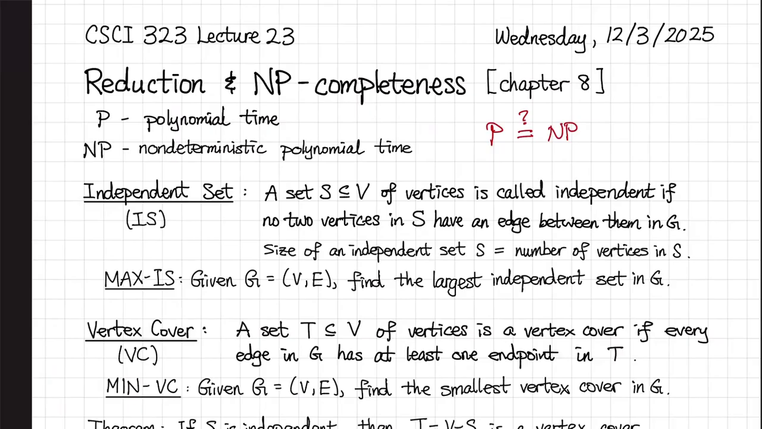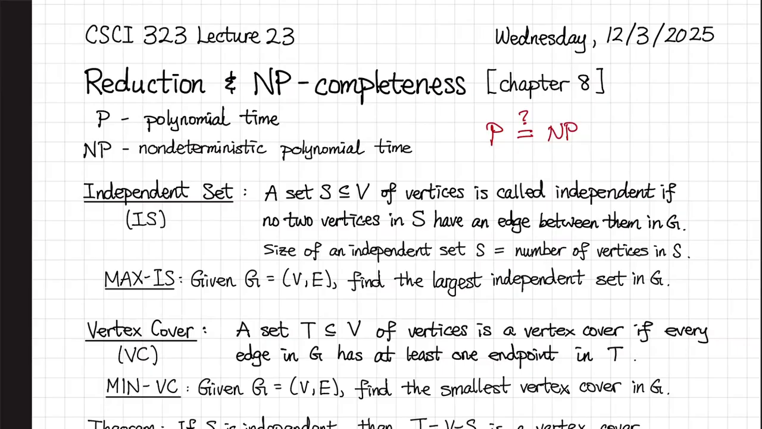P represents the category of problems for which we have a polynomial time algorithm to solve, and NP represents the set of problems where verifying the result can be done in polynomial time, right? We can verify the solution fast, but to solve it, we don't know if there is an efficient algorithm. So we don't know if there is any polynomial time algorithm.